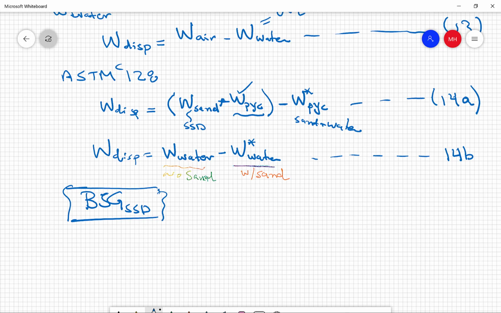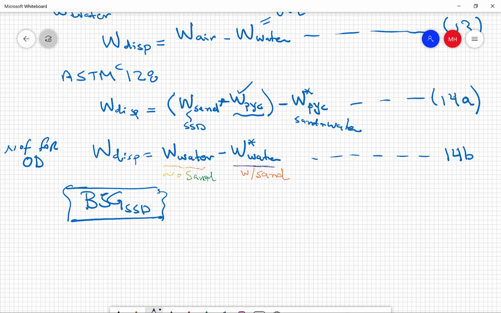But this method is not for the oven dry case. So when we do it this way, we write it with the designation SSD to make sure we are accurate, and this refers to the SSD condition determination. All right.